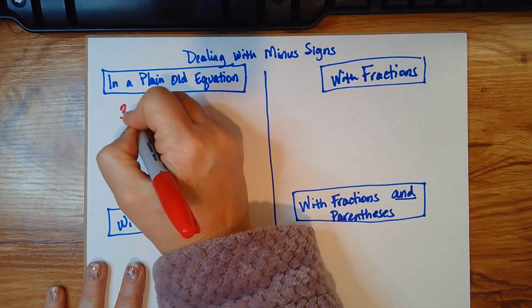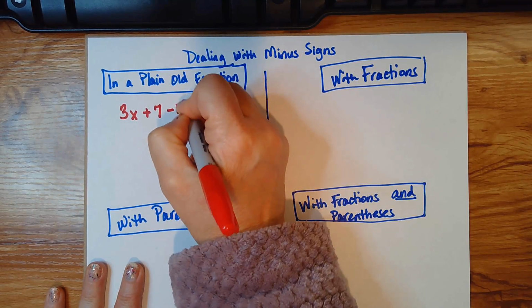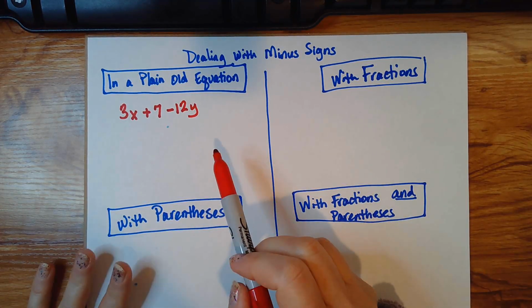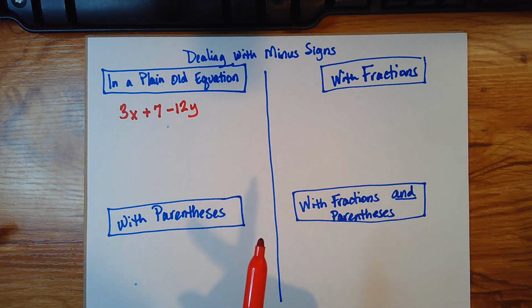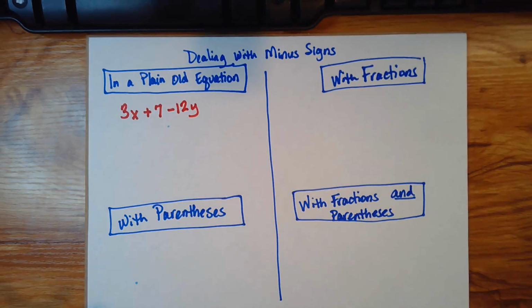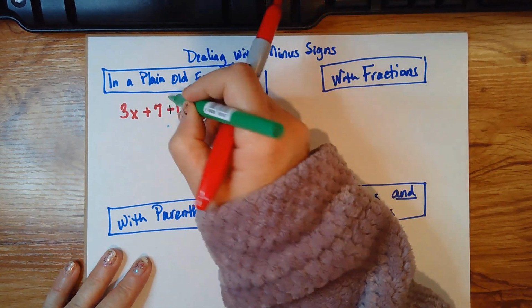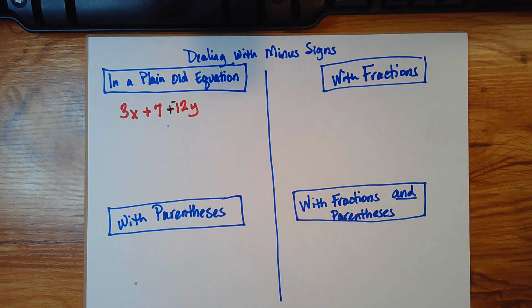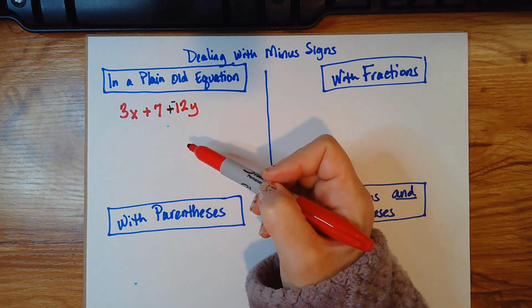So the first example that I want to walk you through is if we have a plain old equation like this, 3x plus 7 minus 12y. Many of you find it helpful to change this minus into a plus sign and then put your minus sign right next to it. So you actually have 3x plus 7 plus negative 12y.